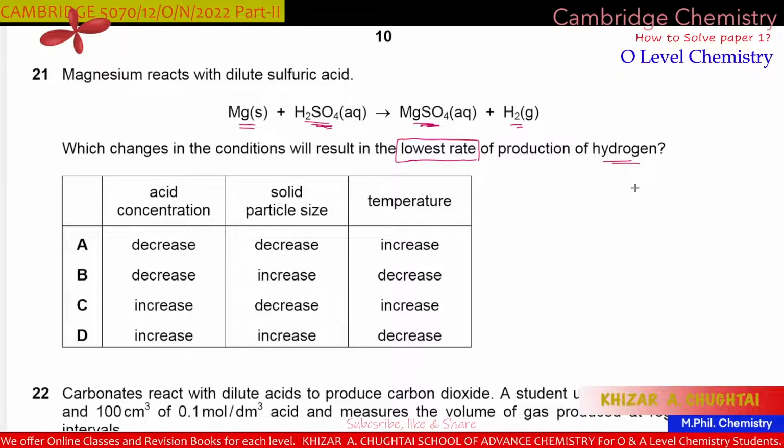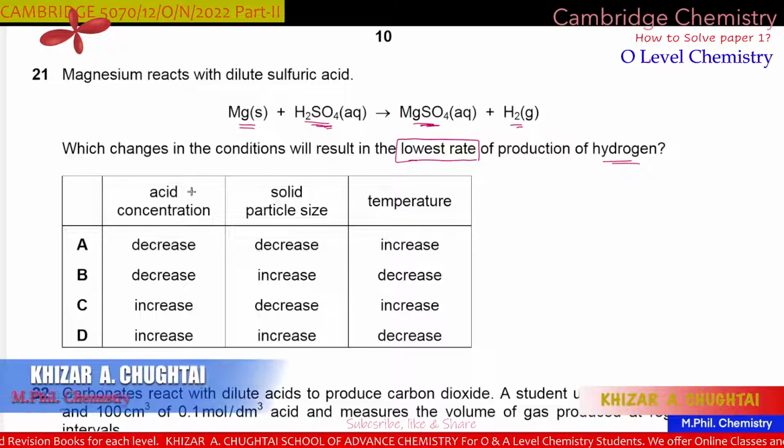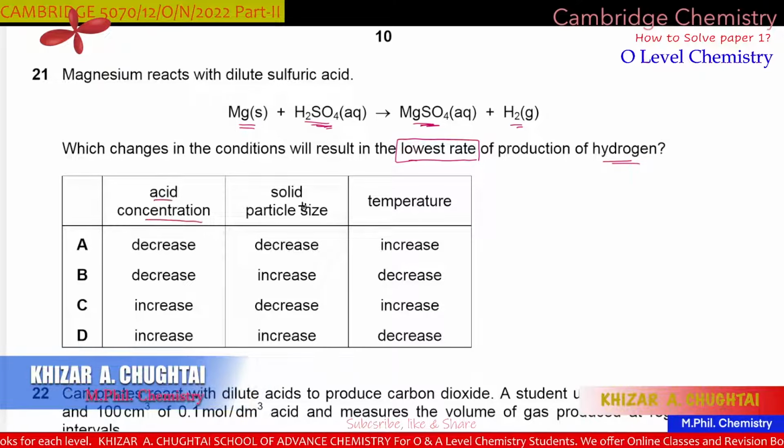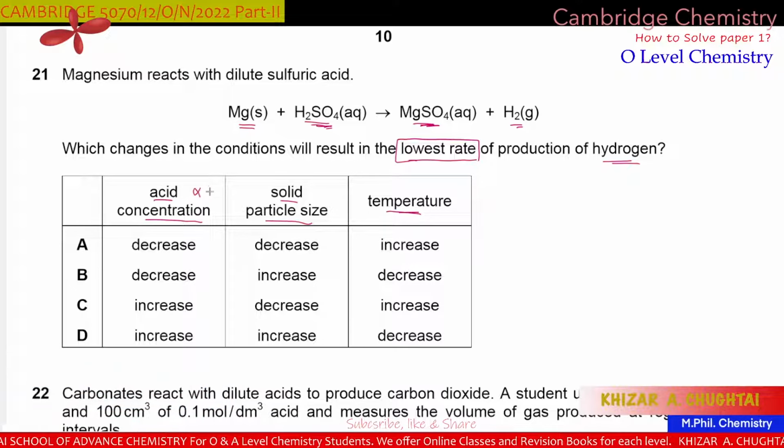So this question is regarding the rate of a reaction. Number 1 condition is acid concentration. Number 2, solid particle size. Number 3, temperature. Concentration of any species is directly proportional to the rate of reaction. Solid particle size of a reactant has an inverse relation with the rate of reaction, that is, it is inversely proportional to the rate of reaction. Temperature of the reaction is directly proportional to the rate of reaction.